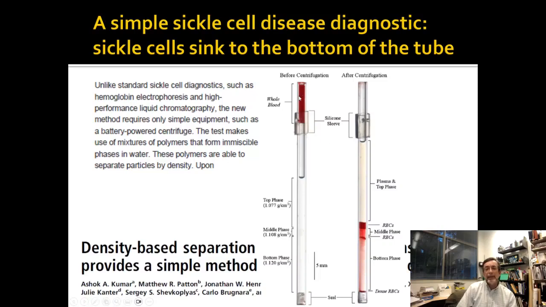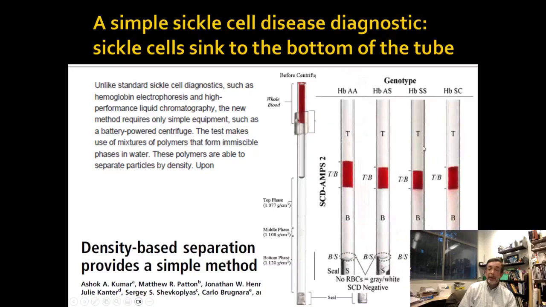And what you see is you add blood to the top of the tube, then you centrifuge it to spin it down, and the blood gets separated, the red blood cells get separated out, and you can have red blood cells in the middle that are flexible, and the ones that are really dense and inflexible can be pulled all the way to the bottom.